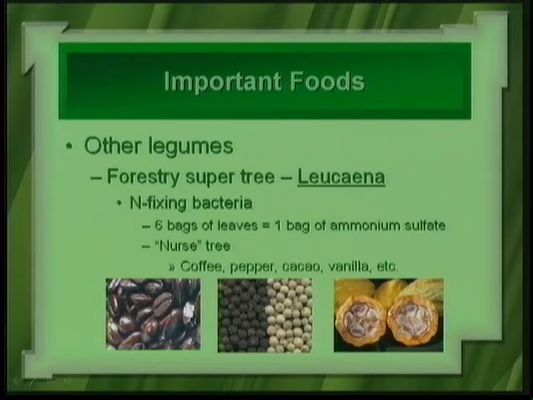Here we have fruits of cacao, also known as the chocolate tree. So Leucaena leucocephala has been used as a nurse tree, like a nursery, to nurture and shade and protect coffee plants, black pepper plants, cacao, as well as vanilla. Vanilla, which we'll see next.